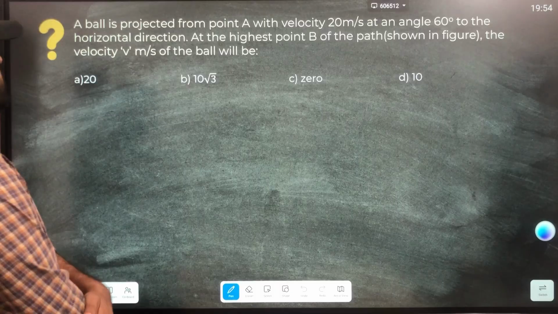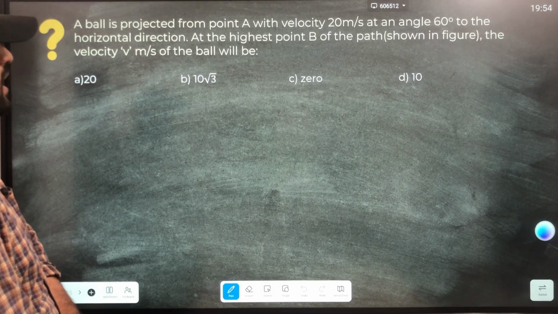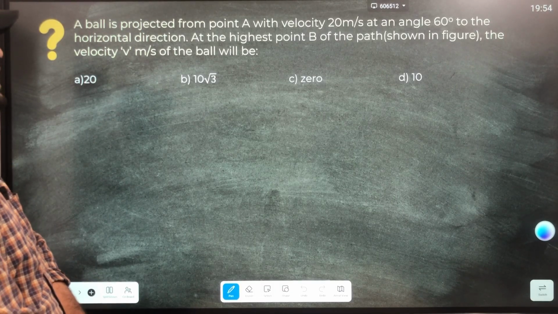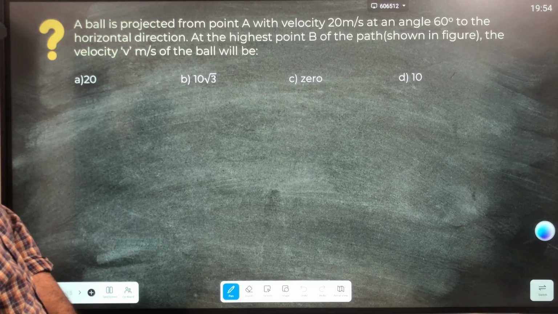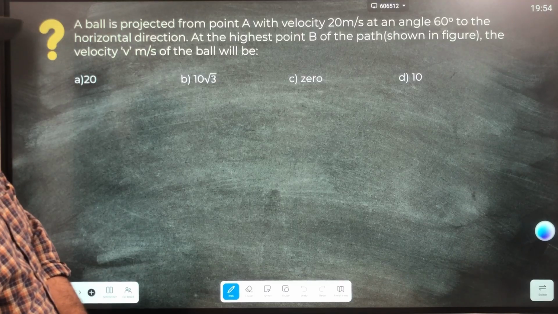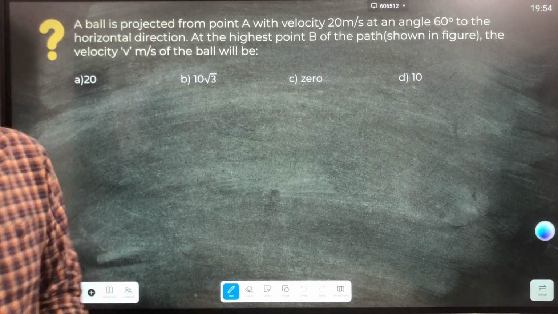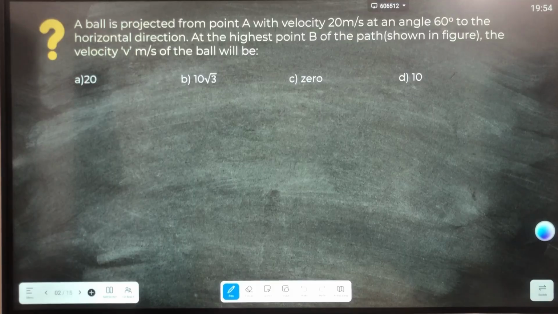Great. Our next problem says a ball is projected from a point A with a velocity of 20 meter per second at an angle of 60 degrees, as shown in the figure. So I think there is a figure which is missing. Let me just draw the figure. Just give me one second. Let me draw the figure from the book itself.